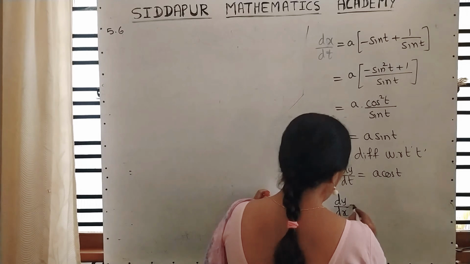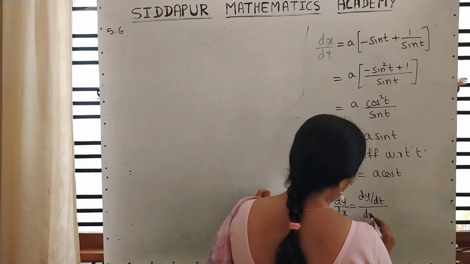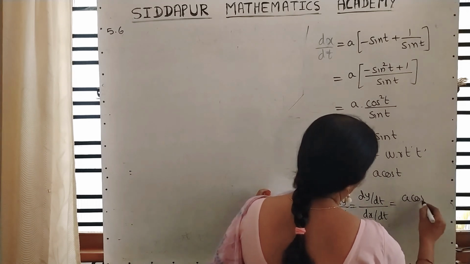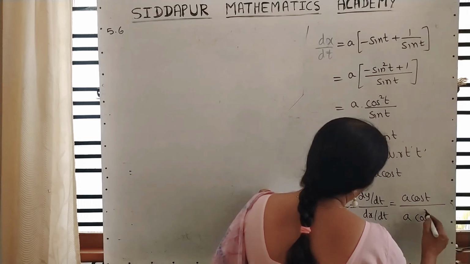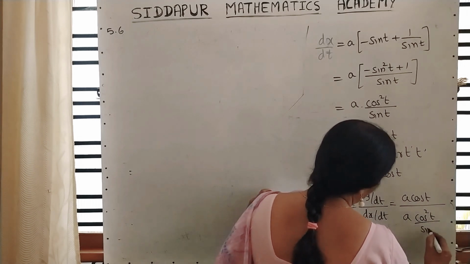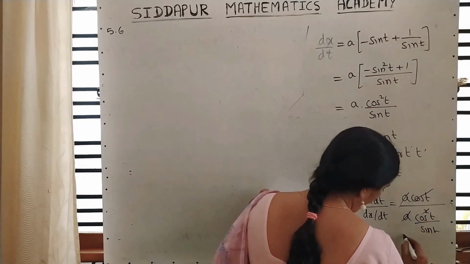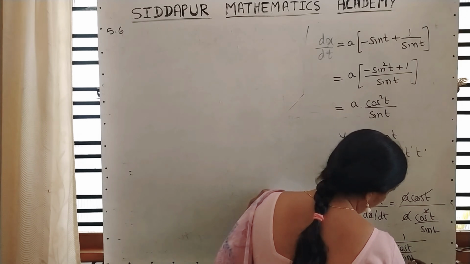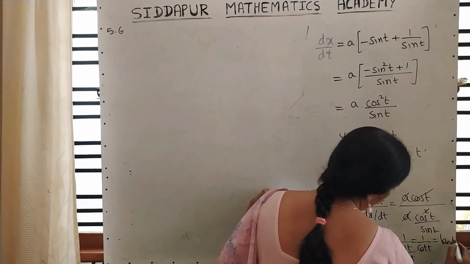dy upon dx is equal to dy upon dt divided by dx upon dt. dy upon dt is a cos t upon a cos square t upon sin t. The a gets cancelled, one cos is cancelled with this. What is remaining? 1 upon cos t upon sin t, that is 1 by cot t. 1 by cot t is tan t.